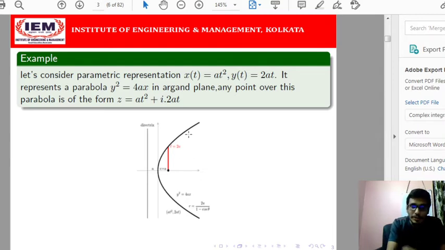So this is nothing but a parabola in the z Argand plane. Any point over the parabola can be represented in the form z, that is nothing but at square plus i into 2at.